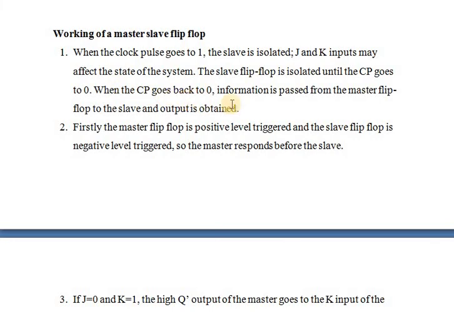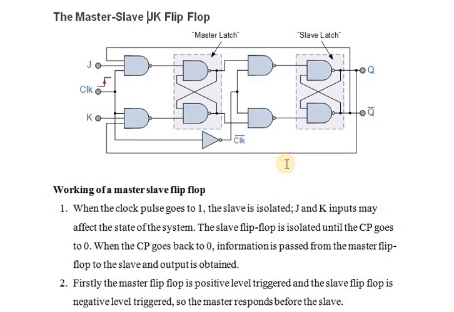When the clock pulse goes to 0, information is passed from the master flip-flop to the slave, and output is obtained. Firstly, the master flip-flop is positive level triggered and the slave flip-flop is negative level triggered. So the master responds before the slave. First the clock pulse is positive level triggered, so first the master will be in the active mode, and next the slave will be in the active mode when the clock is 0.